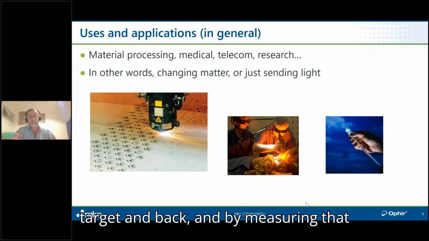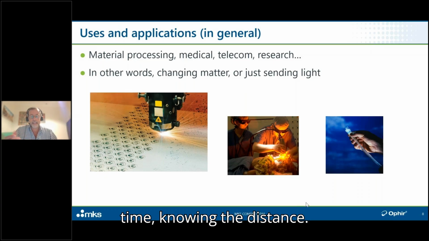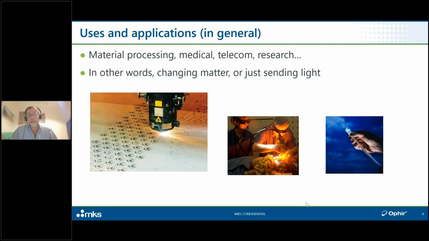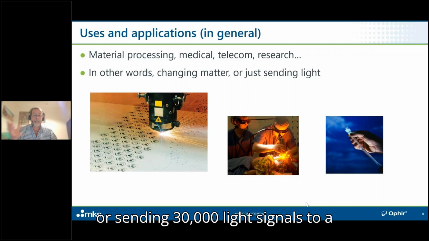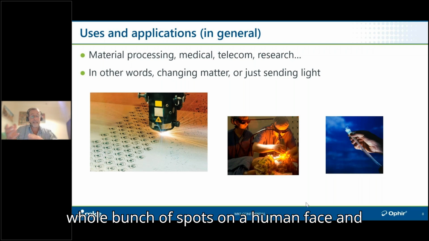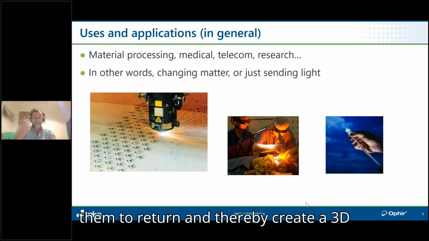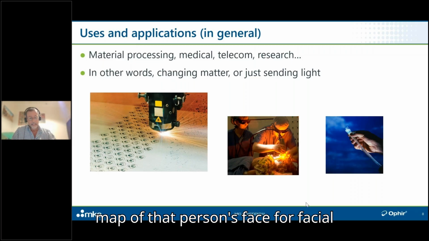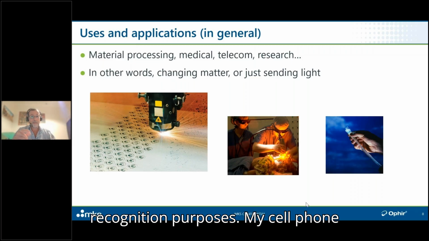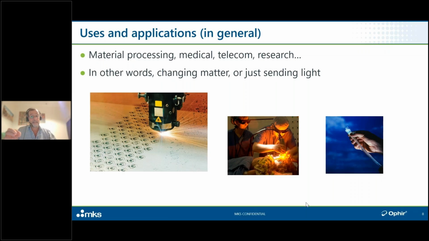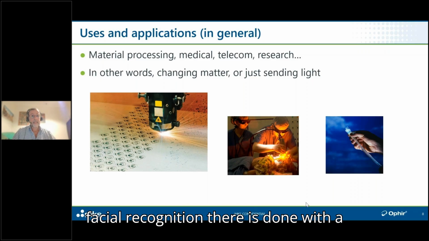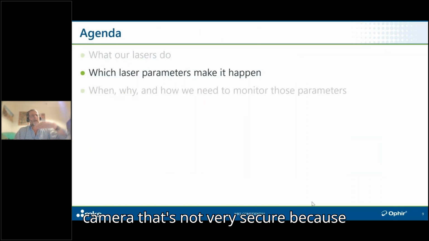My cell phone is a little bit lower down on the scale. Facial recognition there is done with a camera that's not very secure because that can be fooled by a photograph. And higher end instruments actually use a little LiDAR chip built in. You can kind of appreciate why it might be of some interest to keep track of the power in those beams. Okay, so that was our overview.